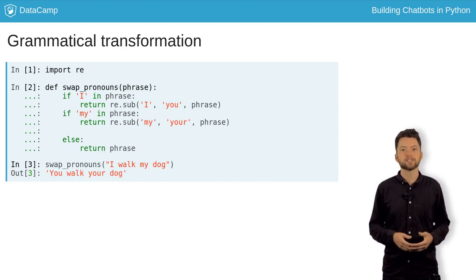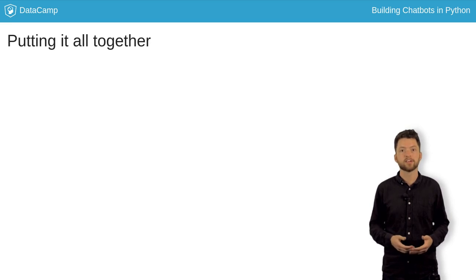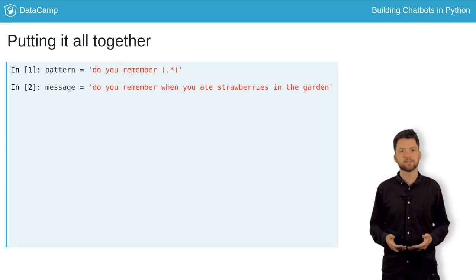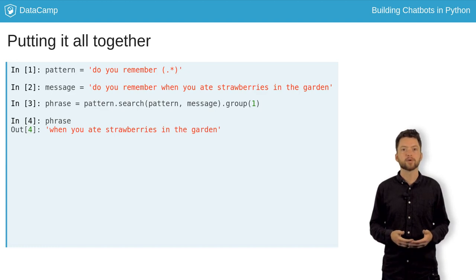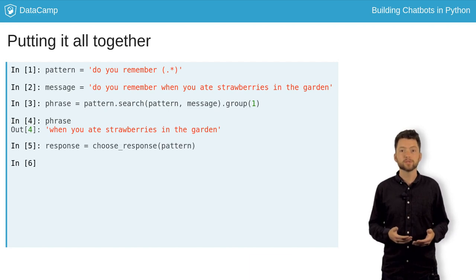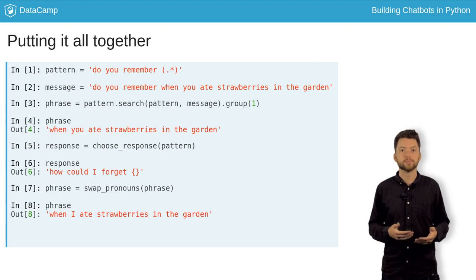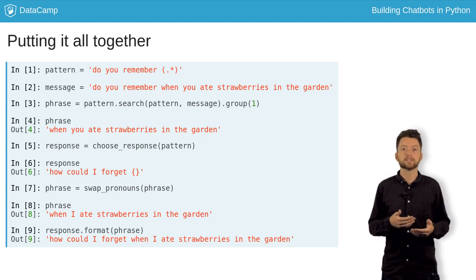The final step is to combine these logical pieces together. We start with a pattern and a message. We extract the key phrase by creating a match object using pattern.search, and then the group method to extract the string represented by the parentheses. We then choose a response appropriate to this pattern and swap the pronouns so that the phrase makes sense when the bot says it. We then insert the extracted phrase into the response to partially echo back what the user talked about, giving the illusion that the bot has understood the question and remembers his experience.